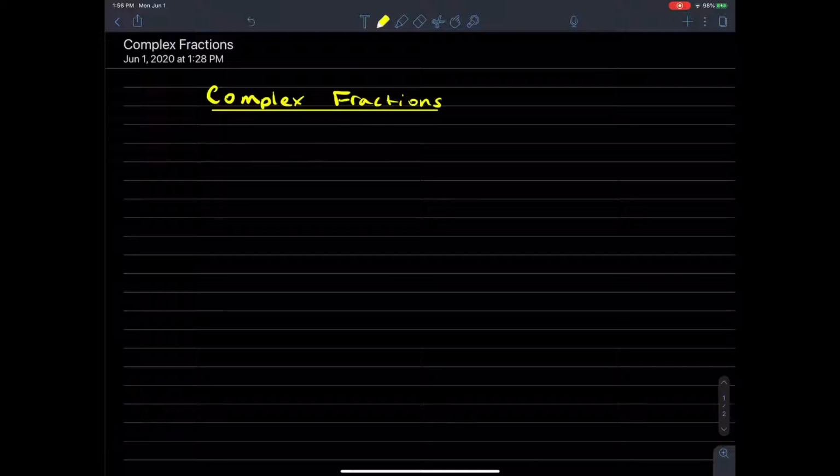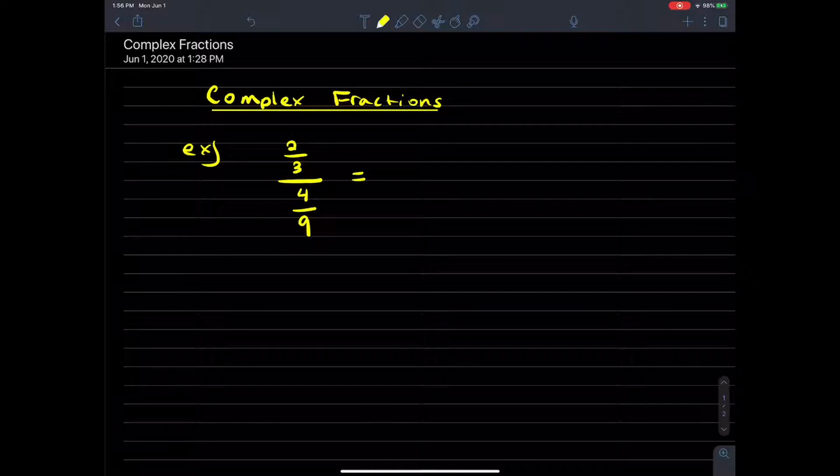I'm going to show you two methods. The first method is pretty much how you would do, for example, what is a complex fraction? If I have 2/3 divided by 3/4, how would you do this complex fraction? That's what a complex fraction is. It's a fraction in the numerator and/or the denominator. It has another fraction. It's complex.